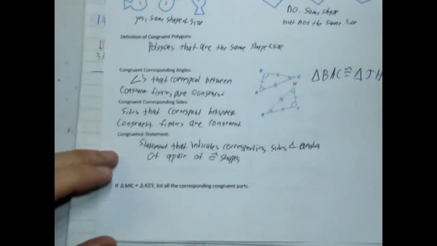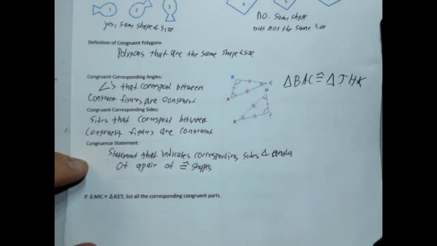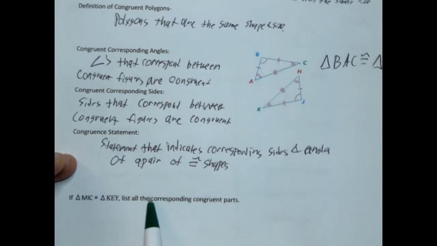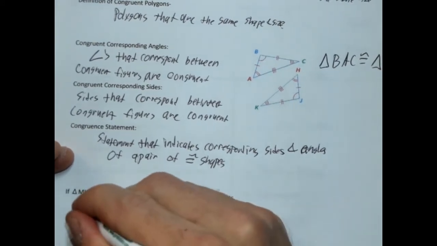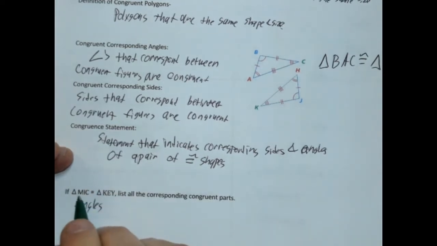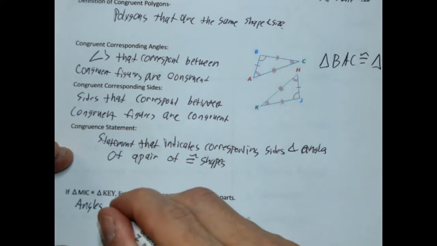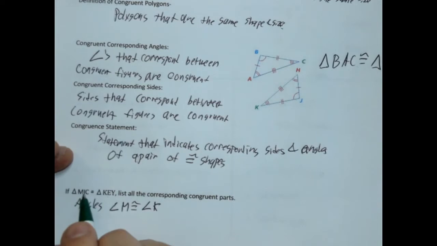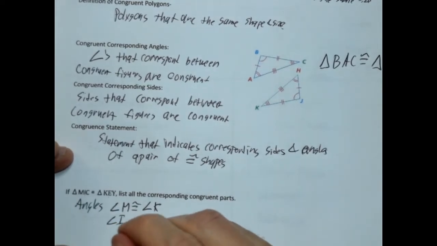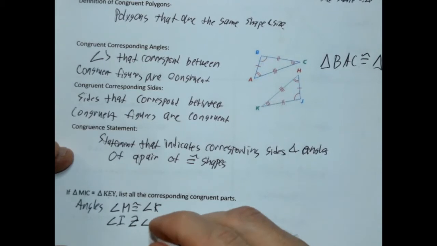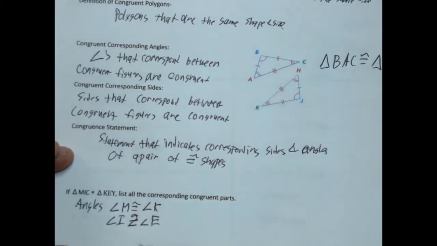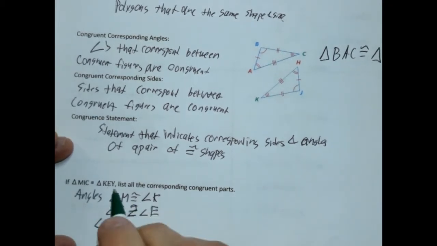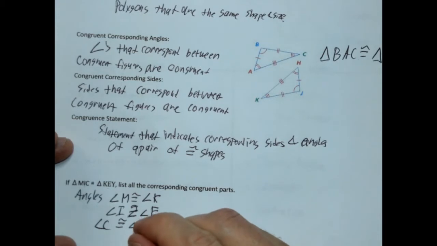Okay, so this question down here, let me zoom in so it's a little better to see. If triangle MIC is congruent to triangle KEY, list all their corresponding congruent parts. So we'll do the angles first. It's going to go letter by letter. So M is going to be congruent to K. I would be congruent to E. Kind of messed up that congruent sign. C, so angle C, is congruent to angle Y. So those are the angles.